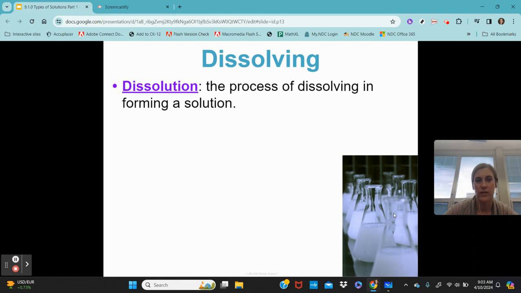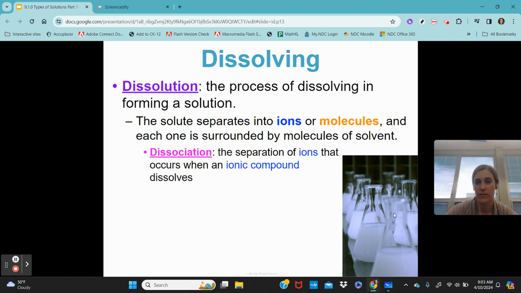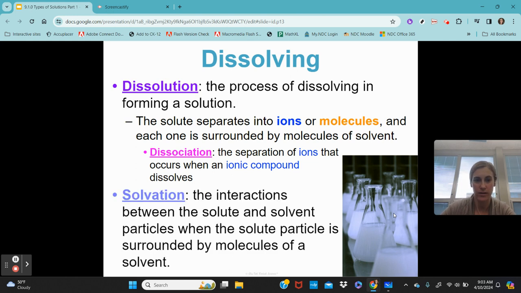Dissolution is the process of dissolving and forming a solution. The solute separates into ions or molecules, and each one is surrounded by molecules of solvent. Basically, the water surrounds a salt crystal and tears apart those ions. That's what dissociation means: the separation of ions that occurs when an ionic compound dissolves. Solvation is the process between the solute and solvent particles when the solute particle is surrounded by molecules of a solvent.